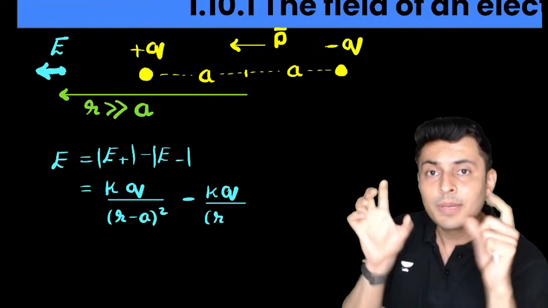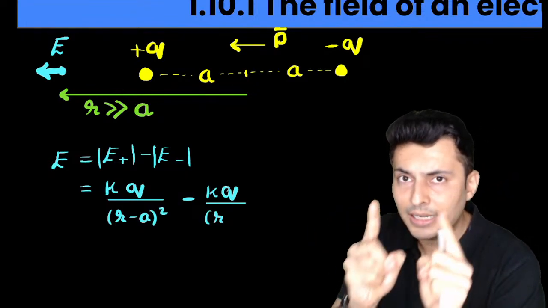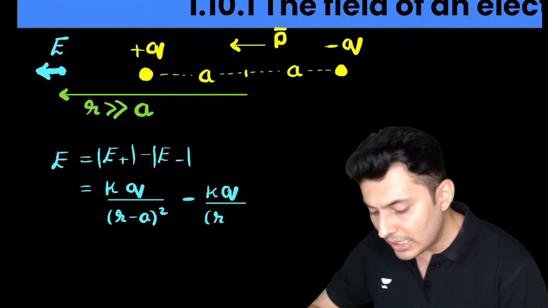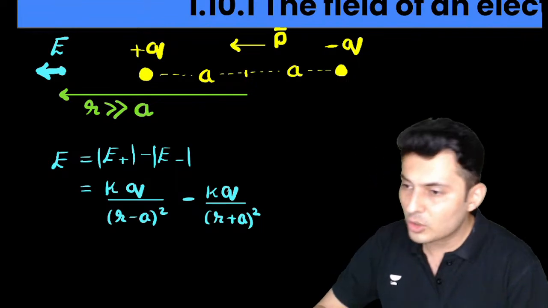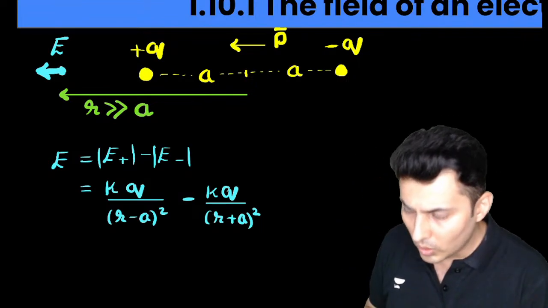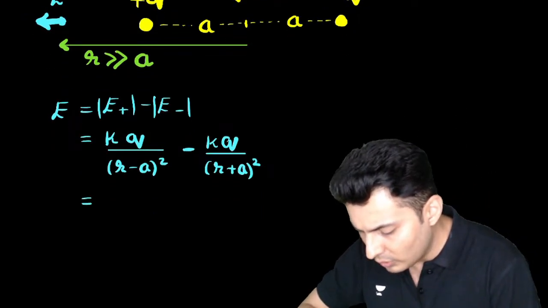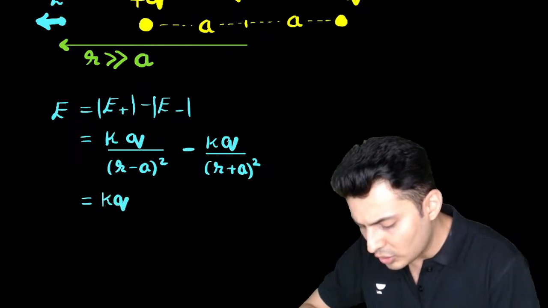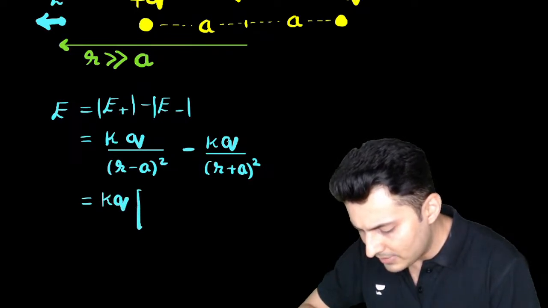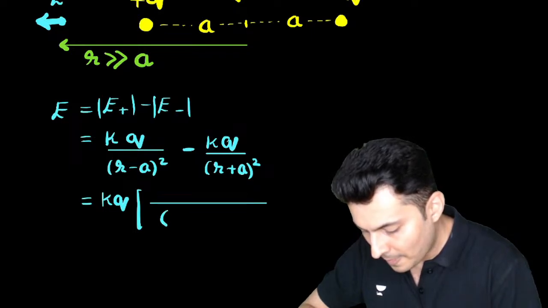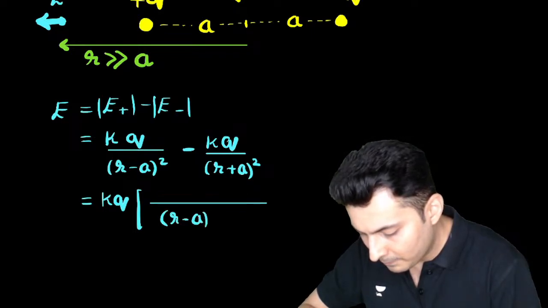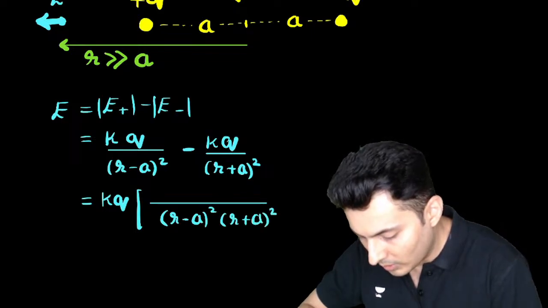When I subtract them, I get the remaining net resultant field: KQ by (R plus A) whole square, minus KQ by (R minus A) whole square. Now I can take a few terms common. I can take KQ common, and what I'm left with is all these things: (R minus A) whole square into (R plus A) whole square.